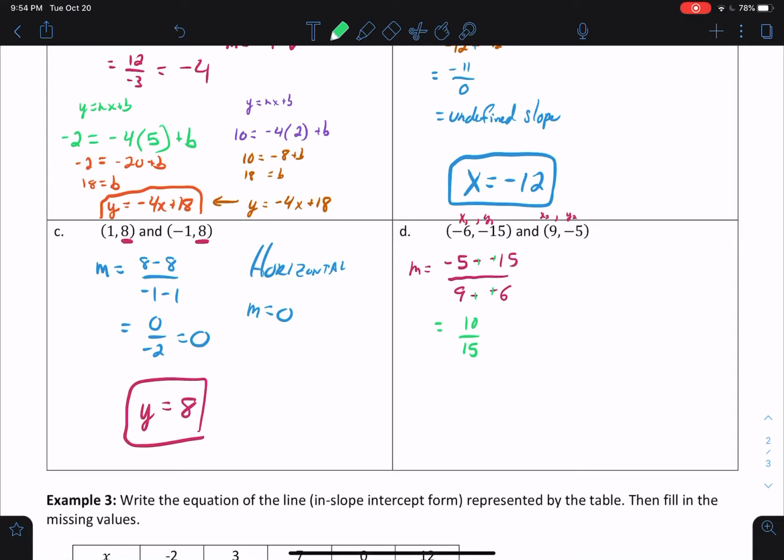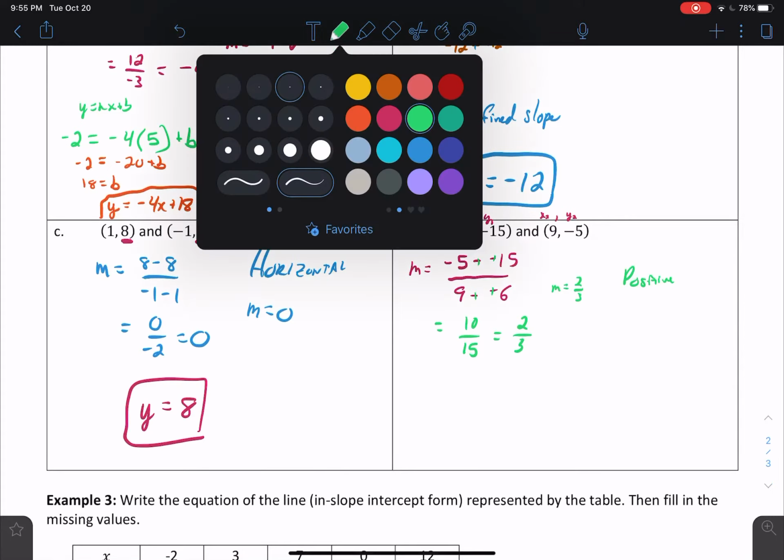10 over 15. I do want to simplify my fractions when I'm dealing with slope. All right, 10 over 15, I can divide a 5 out of each of those. I'm going to get 2 over 3. So my slope is 2/3, which means I'm dealing with a positive linear function here. Okay? And then again, it does not matter which point you pick to write your equation.